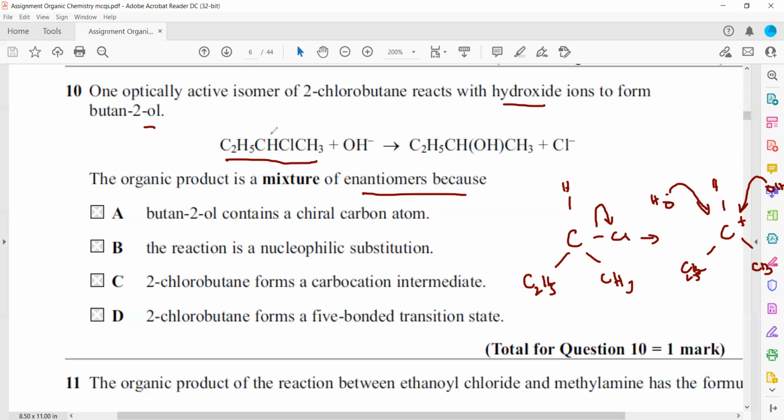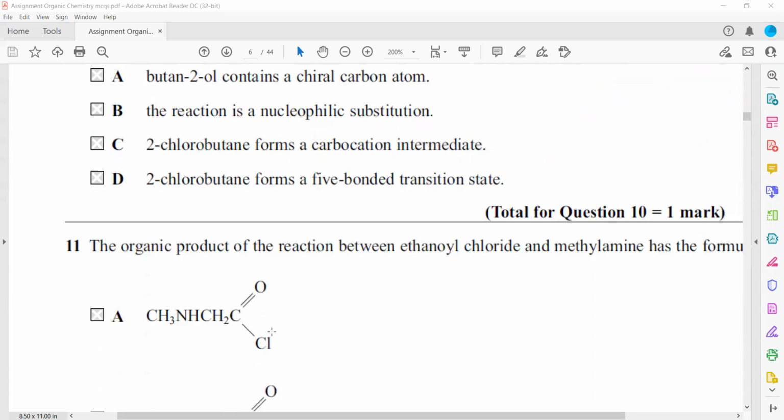So 2-chlorobutane forms a carbocation as an intermediate, and due to the formation of this carbocation, the attacking nucleophile OH can attack from the left-hand side or from the right-hand side. That's why C is the right answer. Is it clear, this question 10? Because if the carbocation is not formed, then only one side will be available to attack. But because the carbocation is formed, it is open from all sides. That's why equal possibilities are there, forming different enantiomers.